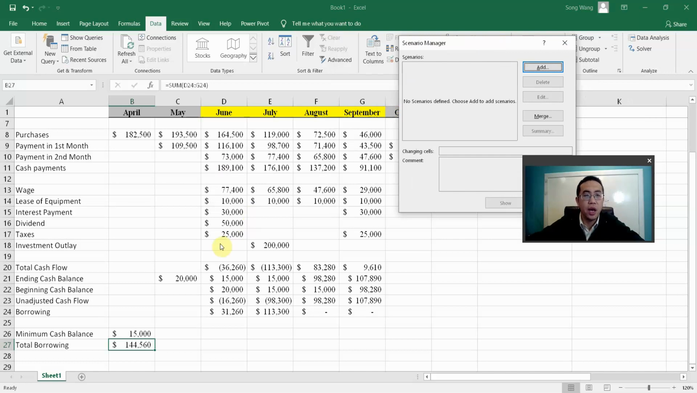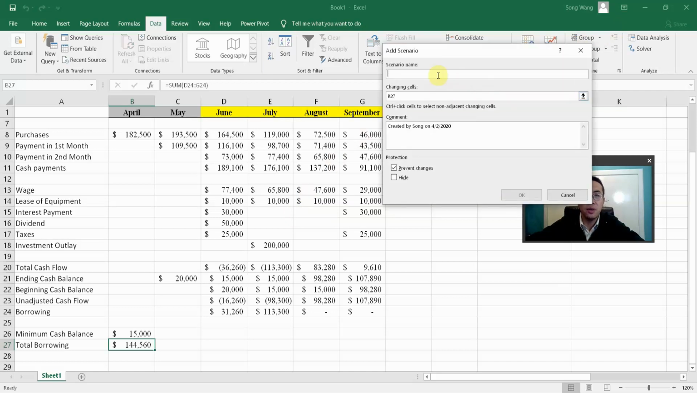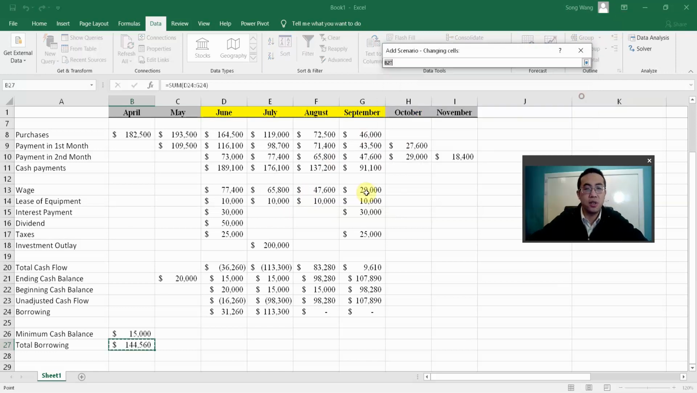The first scenario is outlay in June. That's one possibility. The second scenario is the outlay in July. The third is August. The fourth is September. All right, and then you need to observe the corresponding total borrowing under each of the scenarios. So you can just add the first scenario. You can say outlay in June, by changing which cells.